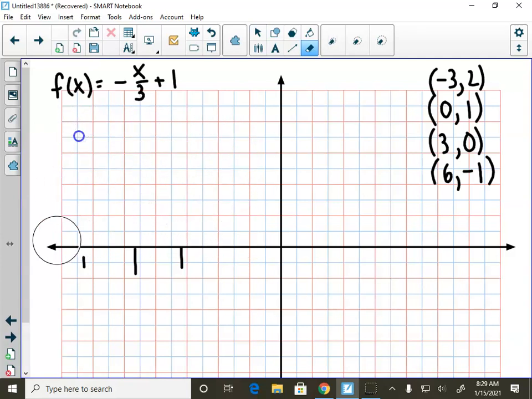Make a little room here. And now we're ready to plot. So I have negative 3, positive 2. I have 0, 1. I have 3, 0. And I have 6, negative 1.